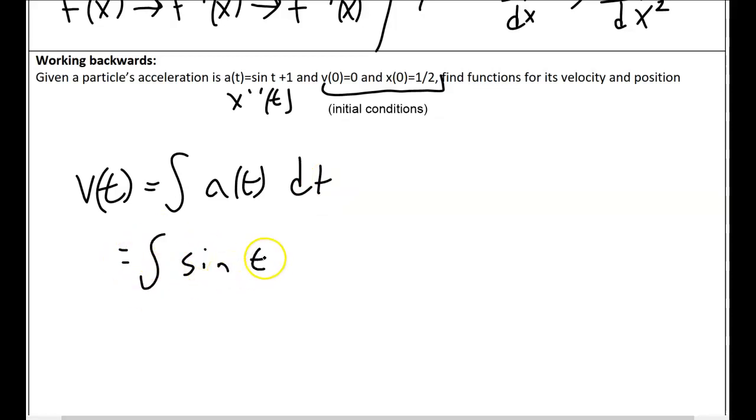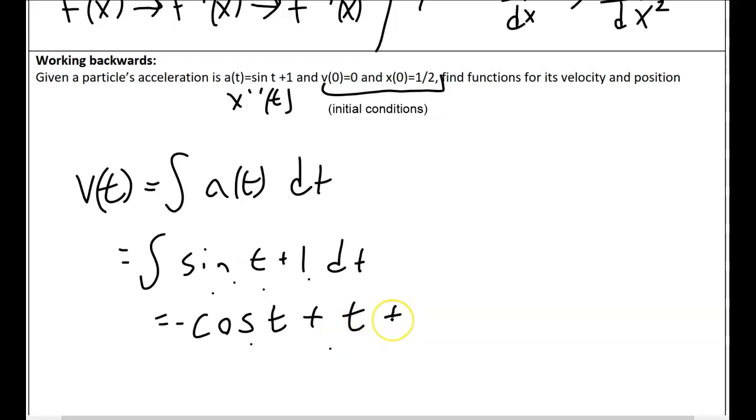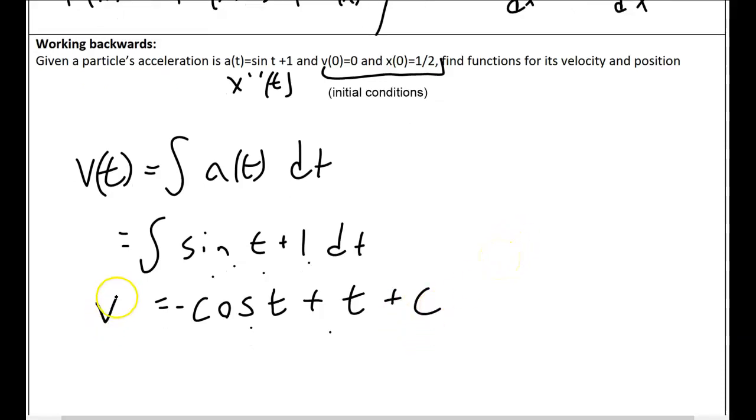And that's going to mean we're integrating sine of t plus 1. Remember, this is the antiderivative now, so we're working backwards. And what that gets me here is, to get sine, I need cosine, but the derivative of cosine is negative sine. So I need to put a negative in front. That's the antiderivative of sine is negative cosine, and then the antiderivative of 1 is t, because the derivative of all of this gives me sine of t plus 1. And then I add in, since this is an indefinite integral, plus c.